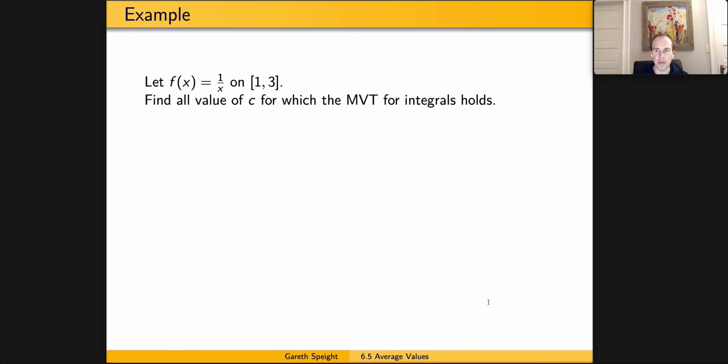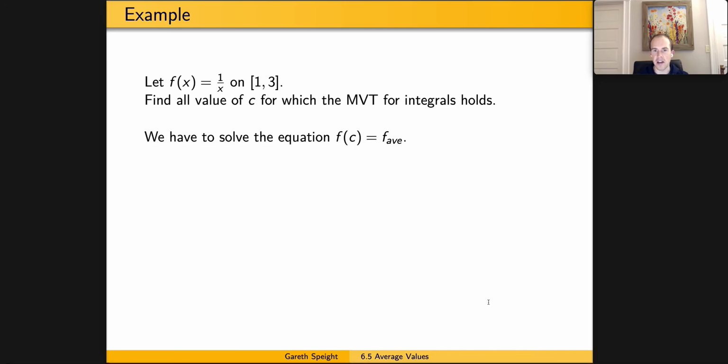Okay, so let's see one example where we're applying this. Let's consider f of x equals 1 over x on [1, 3]. So we have a function and our interval; find all values of c for which the mean value theorem for integrals holds. In other words, we're solving the equation f of c equals the average value. So we want to figure out what the c are. The mean value theorem for integrals does not tell us those, so the only way to find them is to solve the equation ourselves by hand.